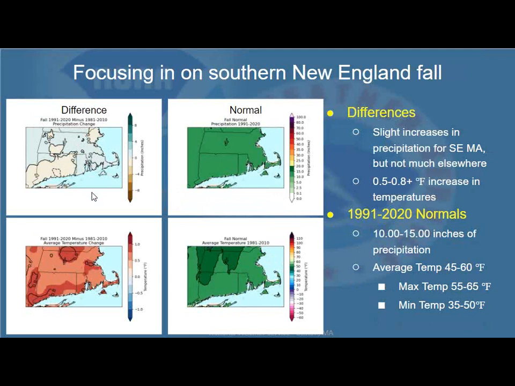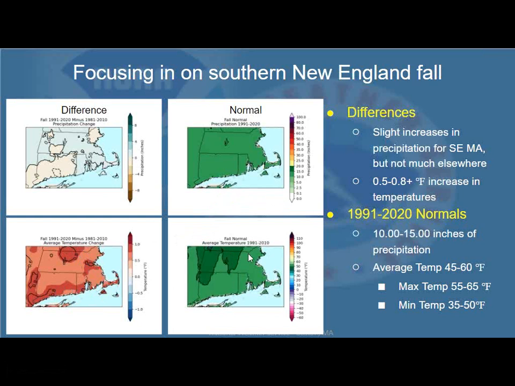But for temperatures, again, we can see the warming trend anywhere from a half degree Fahrenheit to 0.8 of a degree Fahrenheit increase. Again, north central Mass and the Boston metro area really show up, although you can even see parts of the south coast showing up pretty well on that image. And for the new normals, this is another season where we have 10 to 15 inches of precipitation across the region, and the average temperature is from 45 to 60 degrees Fahrenheit.